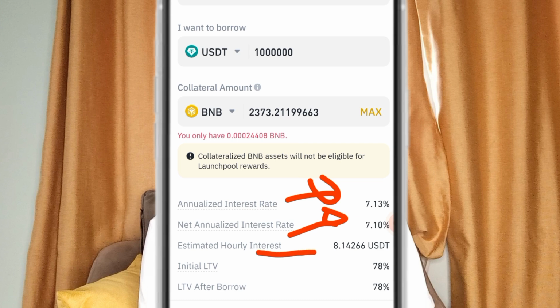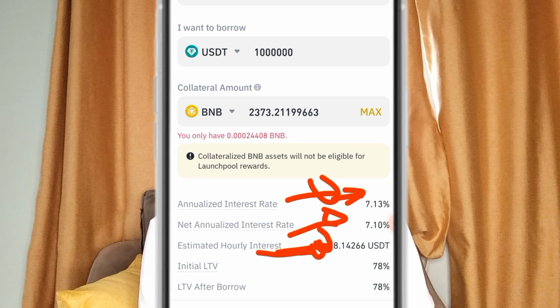This is the estimated hour. So every single hour your interest will be $8. Now when you calculate this, every single hour your interest is $8. The reason why they are calculating this: if you calculate 7% of the 1 million, you find that yes, every single hour is $8.